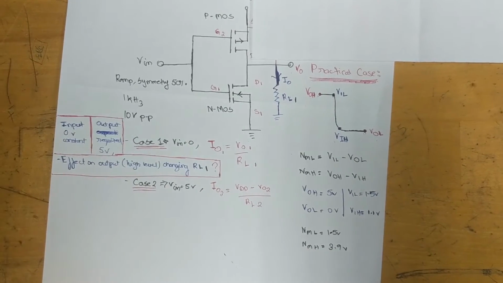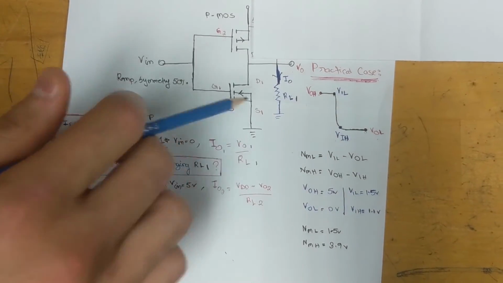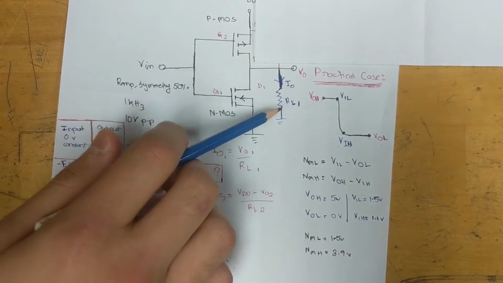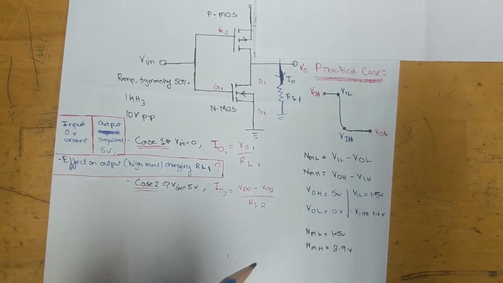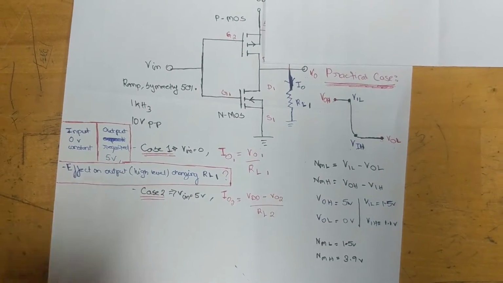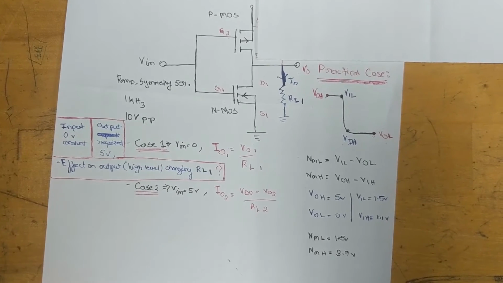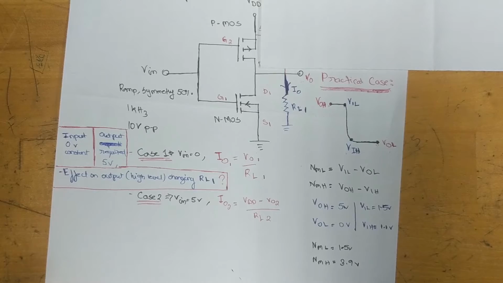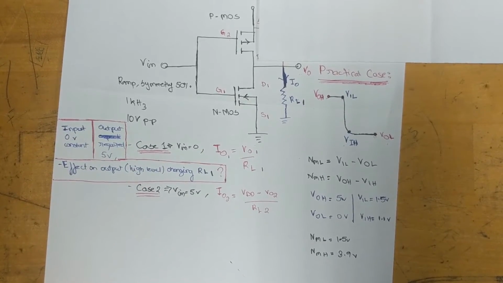For the output current, rather than disconnecting this point and connecting an ammeter in series, we will just divide the output voltage by the load resistance. So for the open circuit case, the output current will be 0. And for the 10 kilo ohm and 2 kilo ohm, we will divide the output voltage by the load resistance to find the output current.